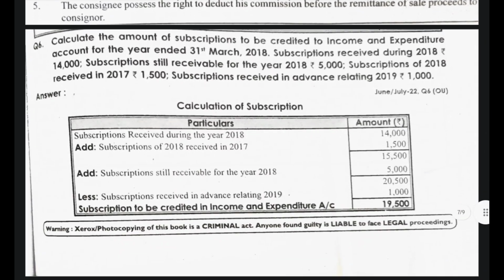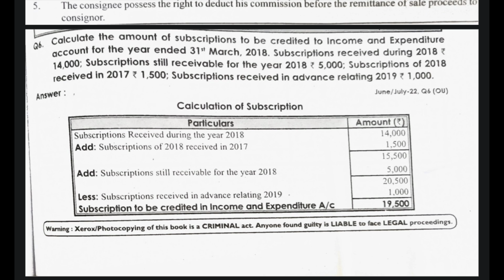Calculate the amount of subscription to be credited to income and expenditure account for the year ended 31st March 2018. Subscription received during the year. We have to start the problem with subscription received during the year, which is given. It is 14,000 rupees. Subscription is still receivable for the year 2018. So this is outstanding subscription. Outstanding subscription we have to add.